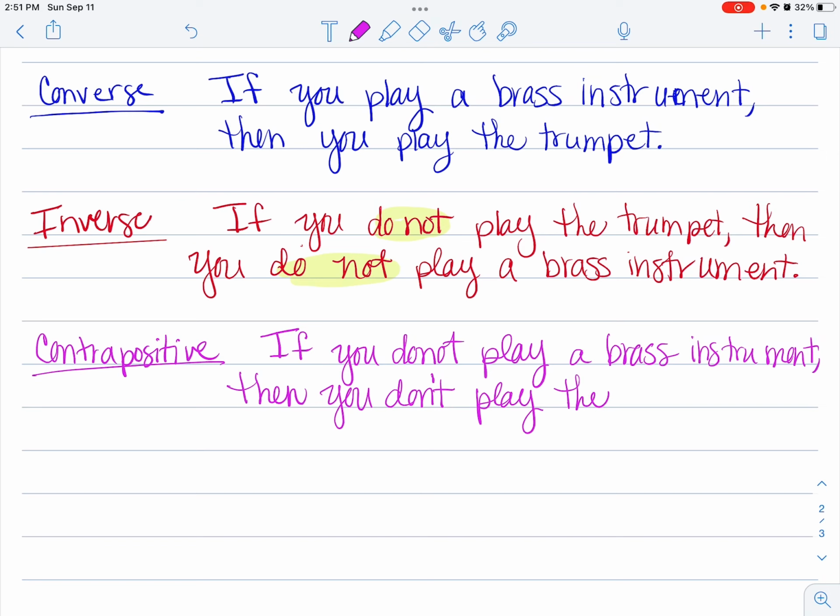Wow, where am I going with that? I do know how to spell trumpet.